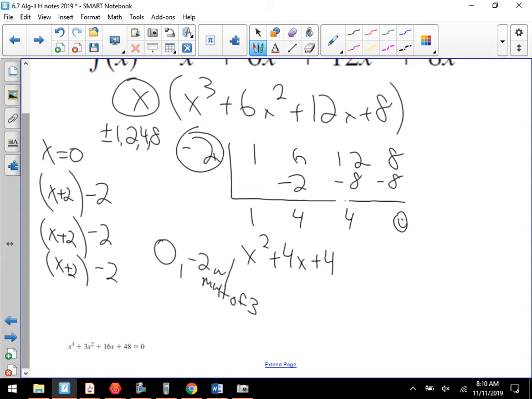Okay? That's an odd multiplicity. What does the graph do? It just goes through it, because it's odd. Evens bounce, odds go through.